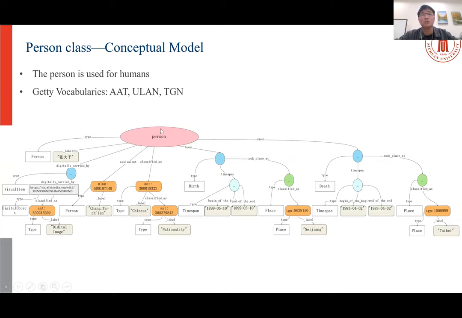The person class is used for humans, such as Zhang Daqian, with attributes shared by people, including name, nationality, time and place of birth, time and place of death, and a digital link to the digital image of Zhang Daqian on Wikipedia. In order to make the data discoverable as much as possible and maintain the consistency of the data description, we use the AAT, ULAN, and TGN in the Getty vocabularies to construct the person class.